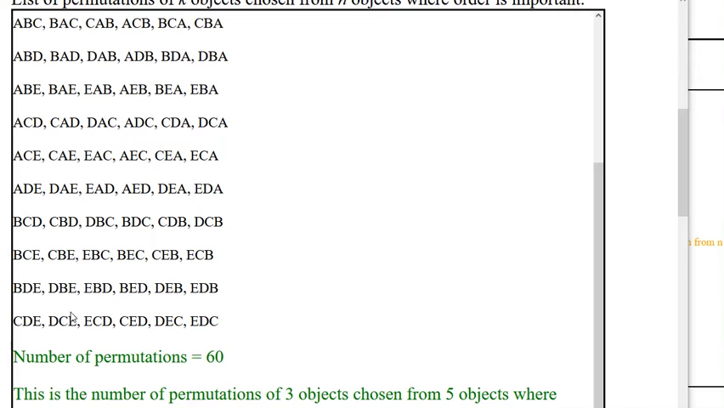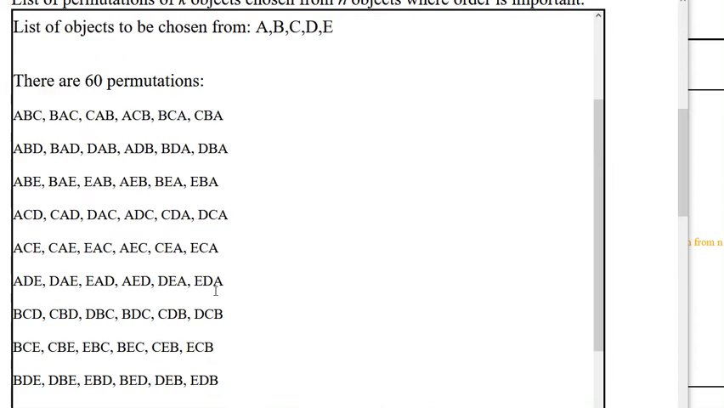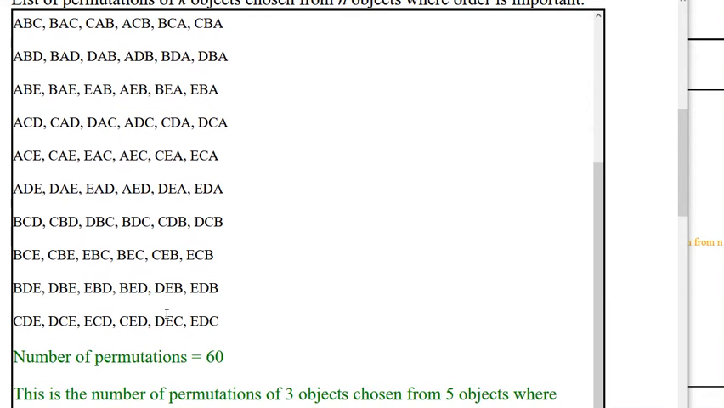And here, if the order is important, the order of the letters, then these arrangements right here will be counted as distinct arrangements. And so there are a total of 60 permutations.